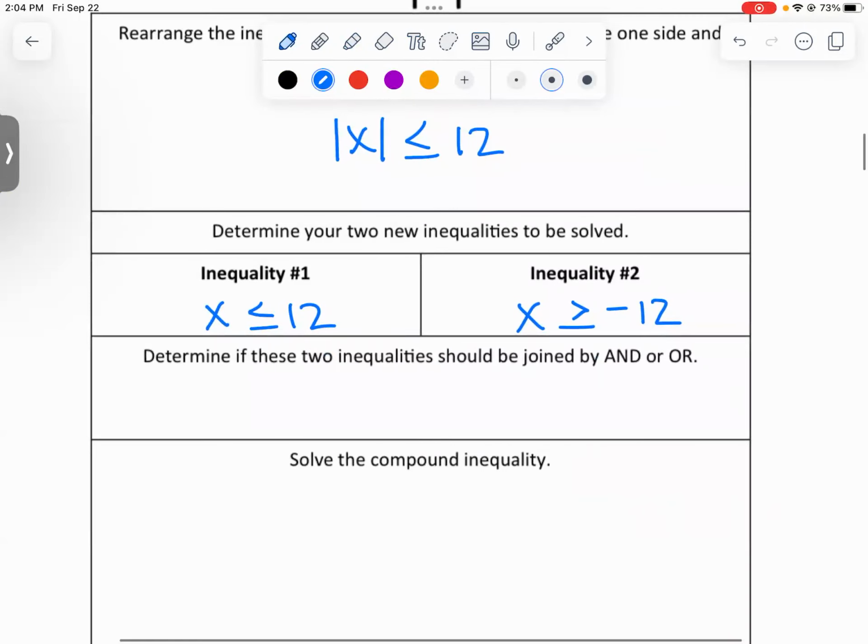Is this an and or an or statement, Kyron? It's an or. Wait, no, it's an and. Great or less than. Yeah.